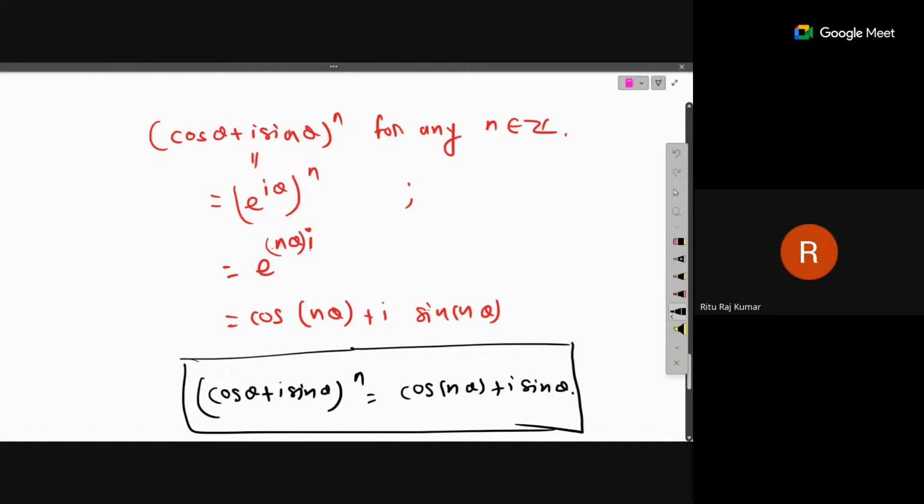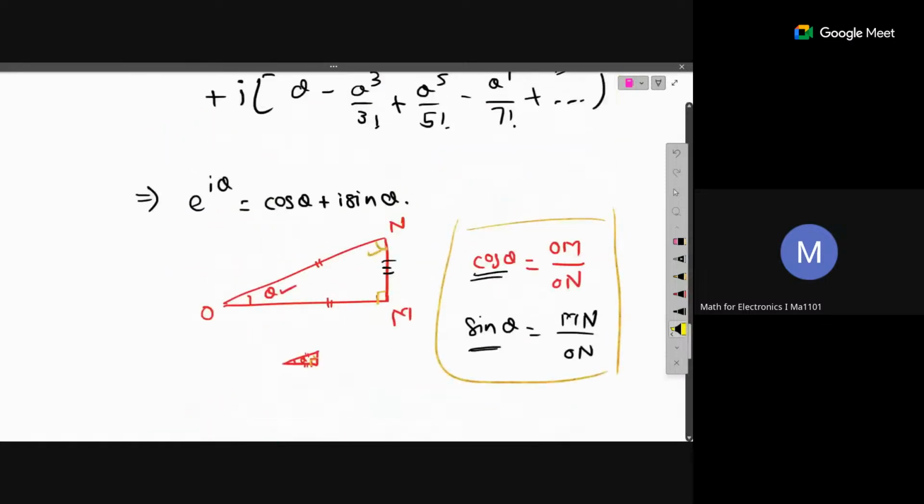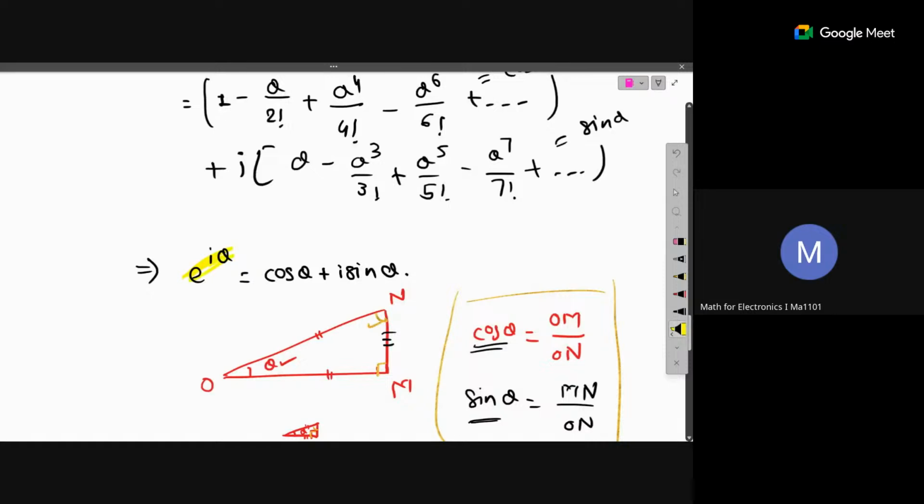Yes, ma'am. So here our aim is to simplify this step, cos theta plus iota sine theta to the power n. We want to simplify this. We know that cos theta plus iota sine theta is the same as e to the power i theta, right? We just proved it, because if we do the series expansion for e to the power i theta, it will give us this particular form.